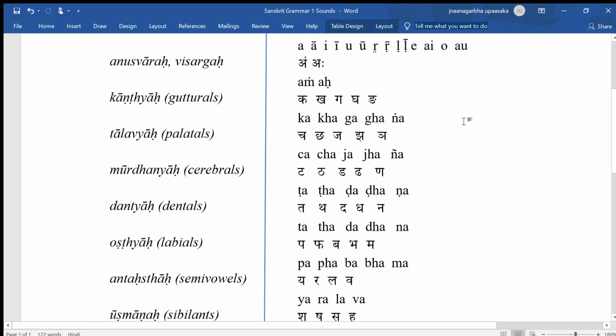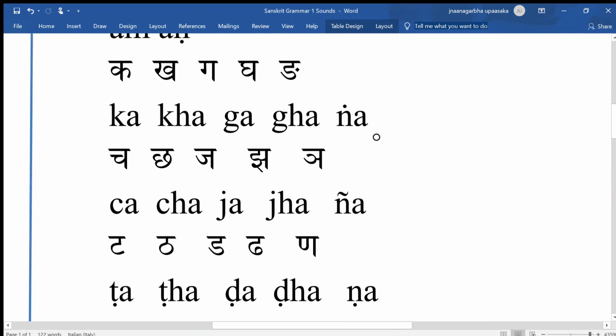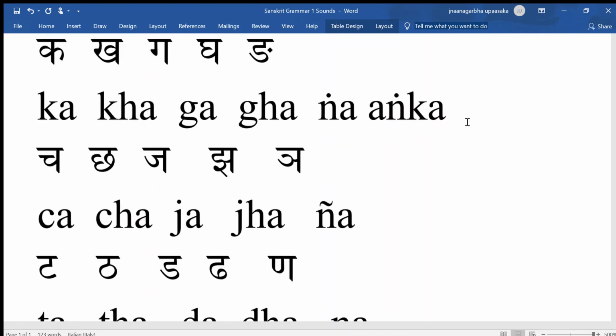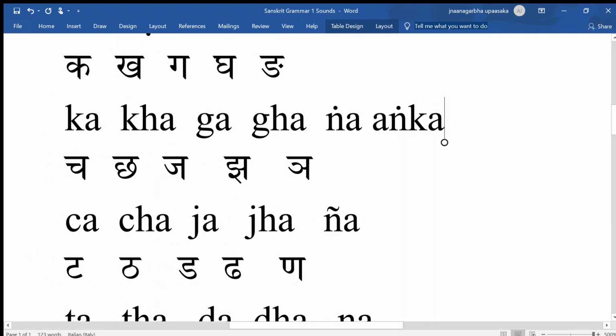In that case, you can exercise by creating hypothetical words like anka, and when you try to pronounce a word like anka, you will automatically pronounce the right nga sound. Similarly, if you form the word ancha, you will be pronouncing the right nya sound, and so forth. So this is also an exercise for those who are not used to this kind of distinction.